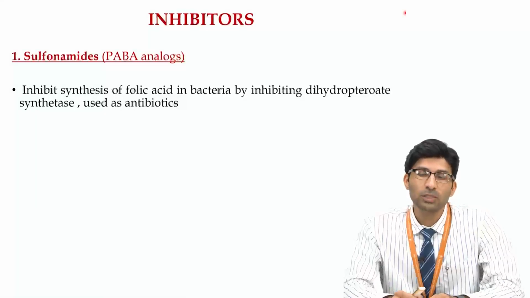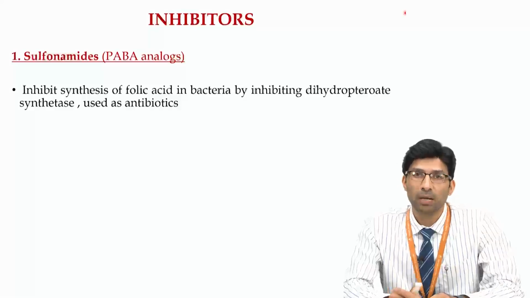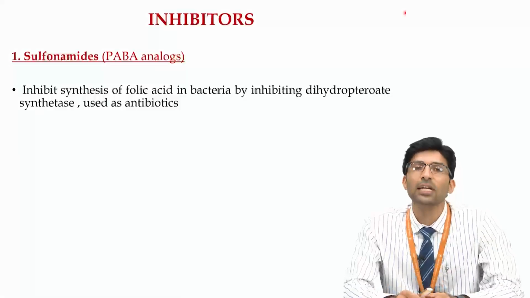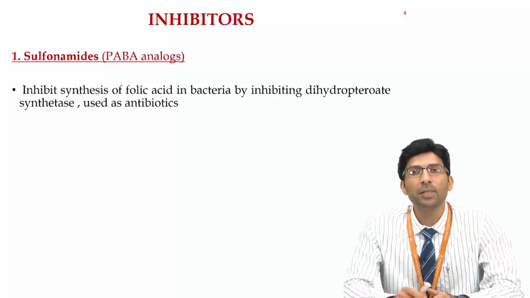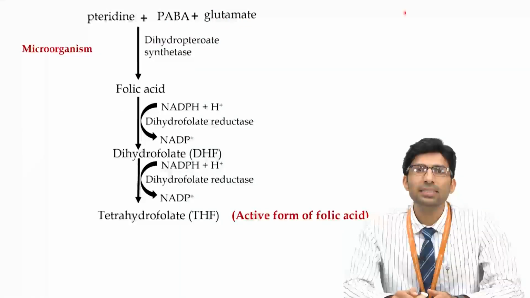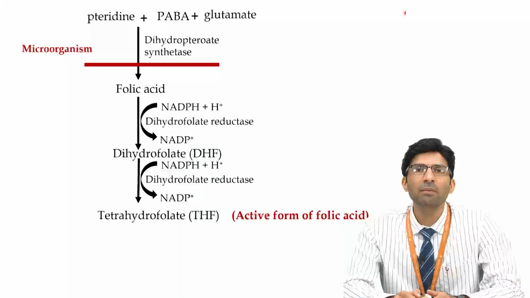Because we as humans consume folic acid in the diet, we cannot synthesize it. So the PABA analog sulfonamide cannot inhibit folic acid synthesis in us because we do not synthesize it. It can only inhibit the folic acid synthesis in bacteria, by inhibiting the particular enzyme dihydropteroate synthetase, and therefore sulfonamide acts as an antibiotic. Let us see where exactly it inhibits.